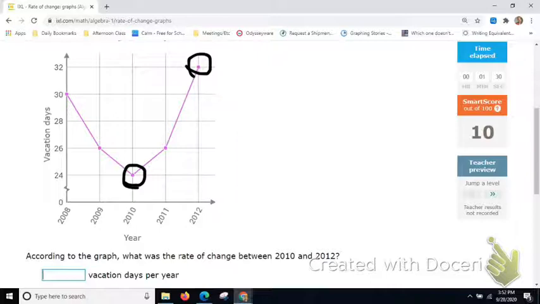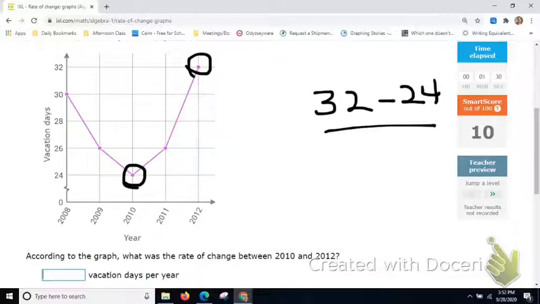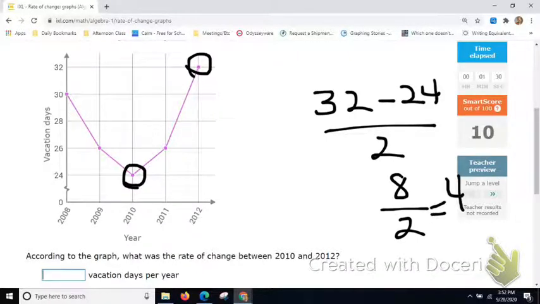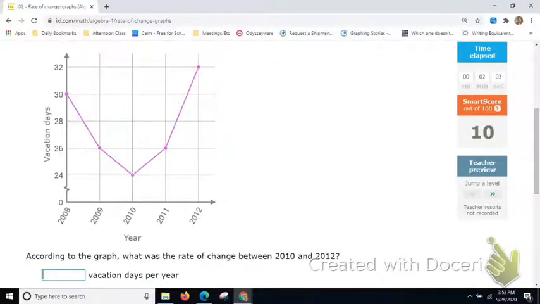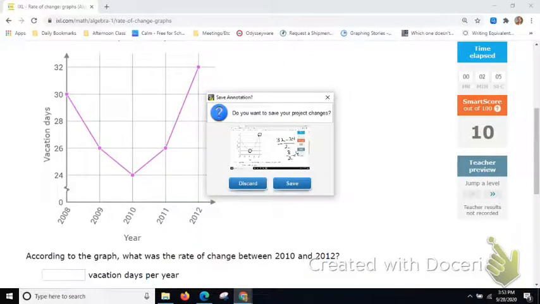So 2012, it's 32. 2010, it's 24. And there's 2 years between 2010 and 2012. So then that's 8 divided by 2. And it is going up, so that's a positive 4 vacation days per year. That's the rate of change.